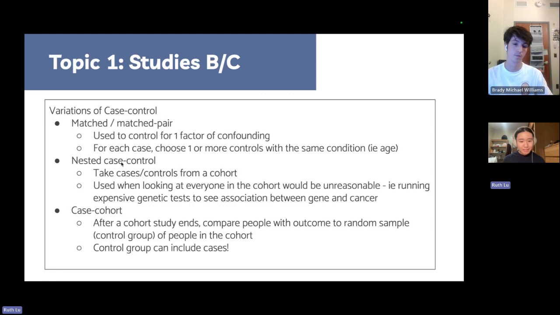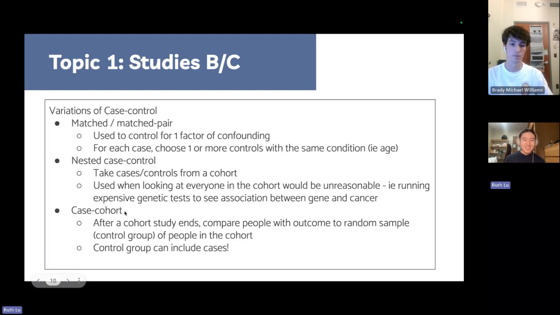Next is a nested case control. This takes cases and controls from a cohort that's already done. For example, if you have a cohort study looking at some sort of genetic disease, but to know if someone was exposed or had the gene for it, you need to do a very expensive test. So you might want to do a nested case control where you just take people who got the disease and people who didn't and look back and see who had the gene, instead of looking at the entire population. Finally, there's case cohort.